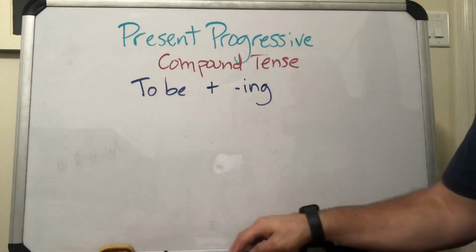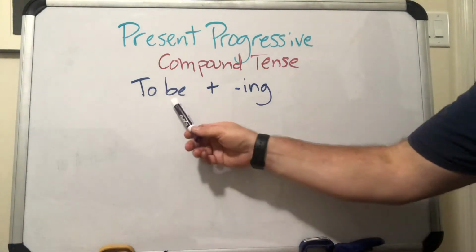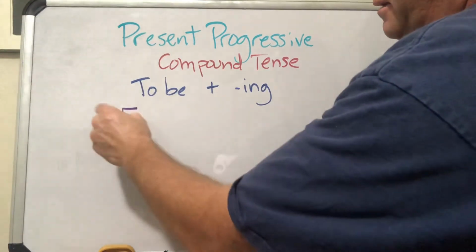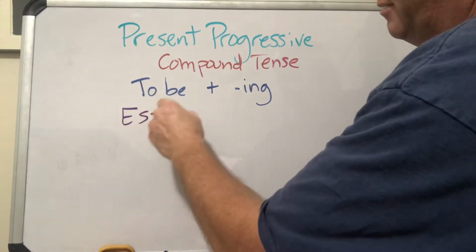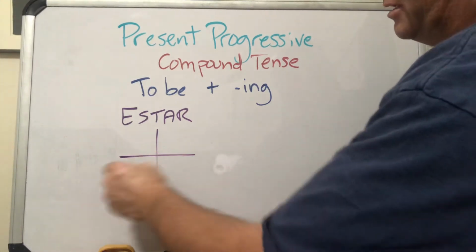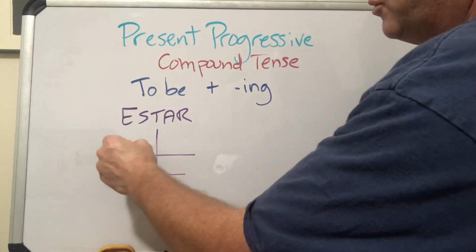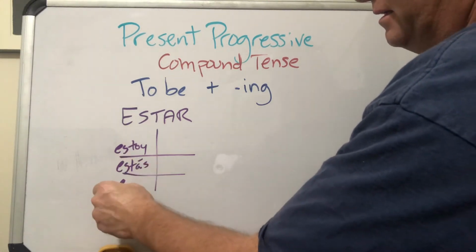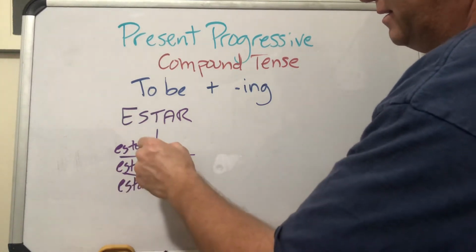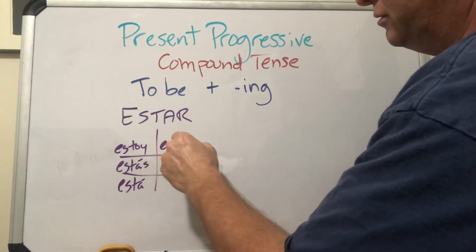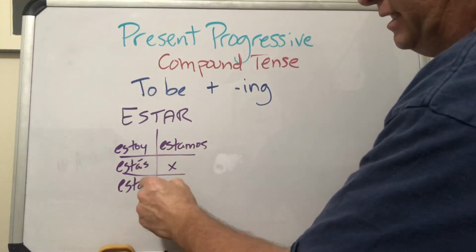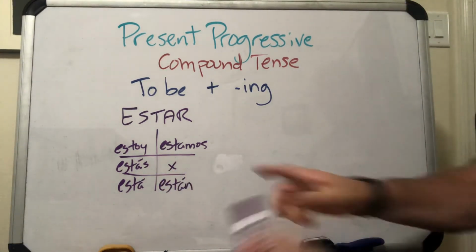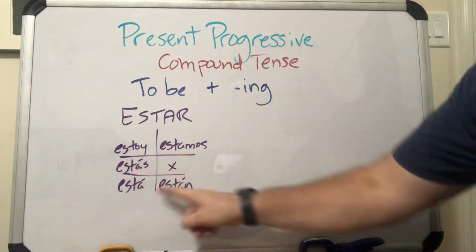Okay, so in Spanish, the way we do that, for the verb to be, we use the verb estar. Remember, we have two of them that mean to be, but we're going to use estar, not ser. So we have estoy, estás, está, estamos, estáis, and then están. Okay? So depending on who it is, I'll pick one of these forms.